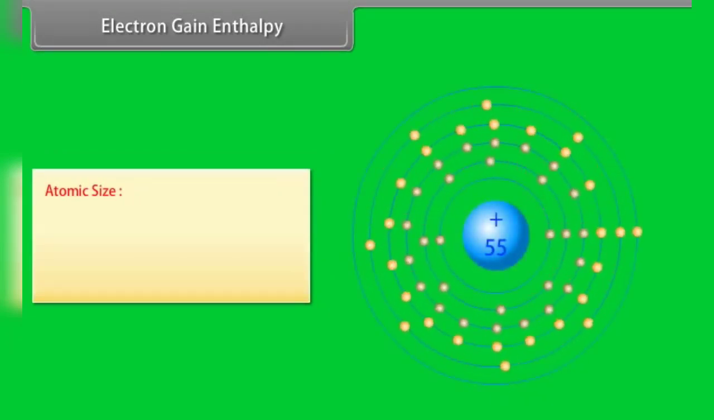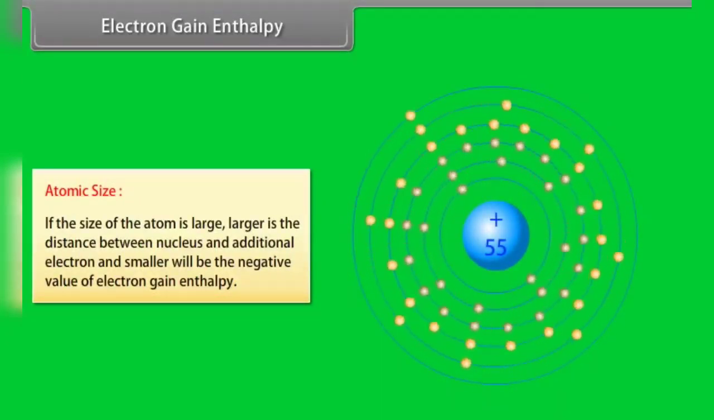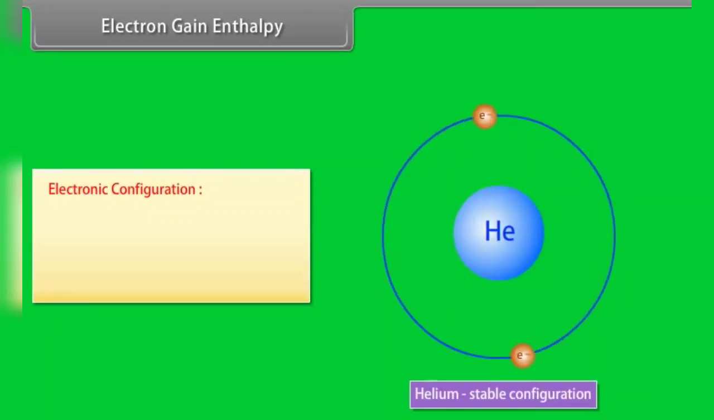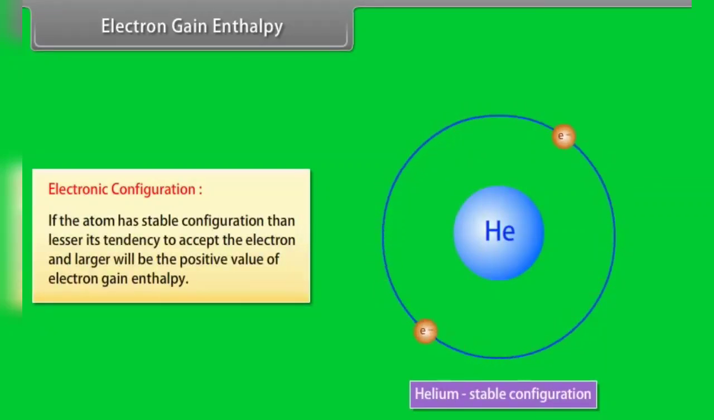Atomic size. If the size of the atom is large, the distance between the nucleus and the additional electron is larger, and smaller will be the negative value of electron gain enthalpy. Electronic configuration. If the atom has a stable configuration, then lesser is its tendency to accept the electron, and larger will be the positive value of electron gain enthalpy.